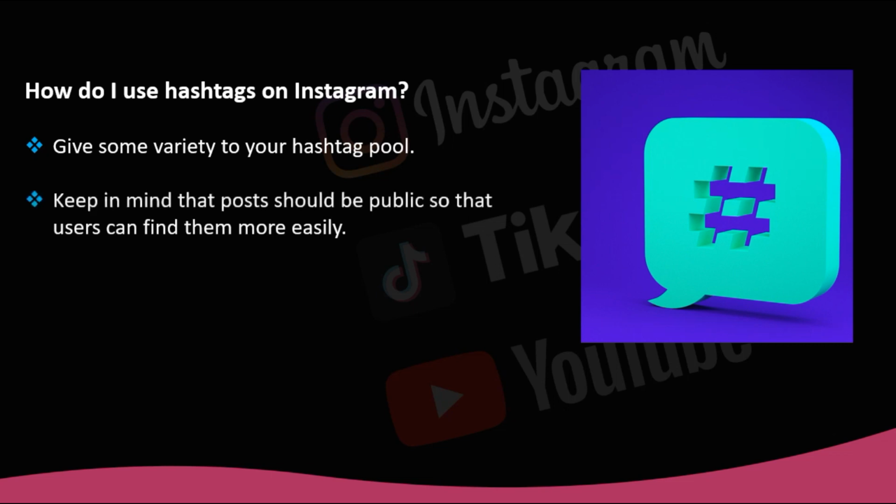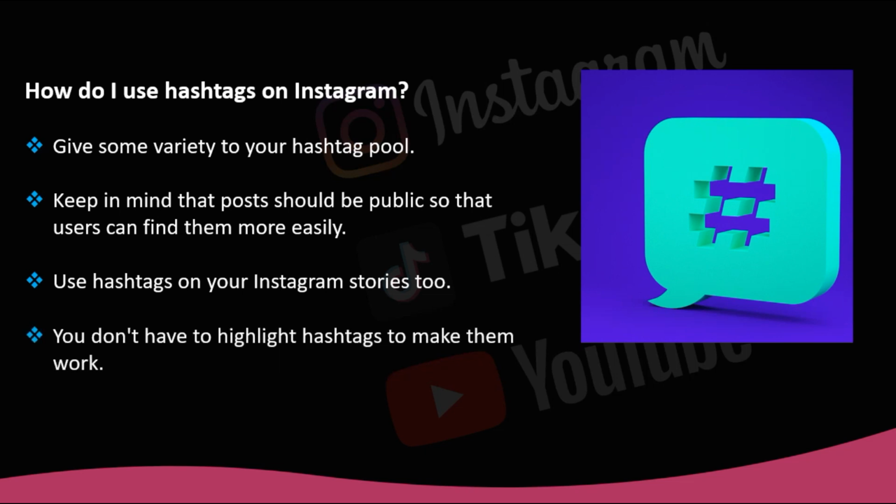Keep in mind that posts should be public so that users can find them more easily. Use hashtags on your Instagram stories too, so they have a greater reach. Remember, you don't have to highlight hashtags to make them work. You can place them at the end of the post or wherever you prefer.